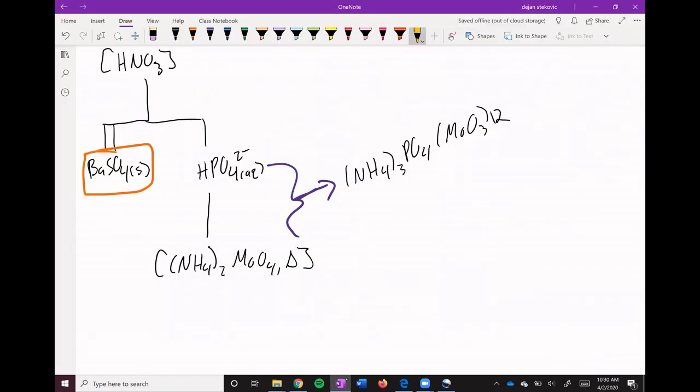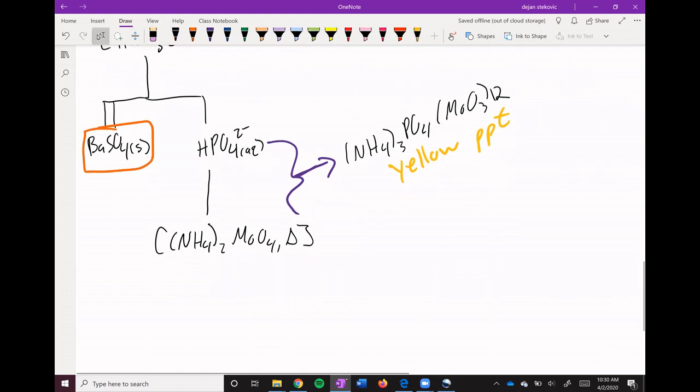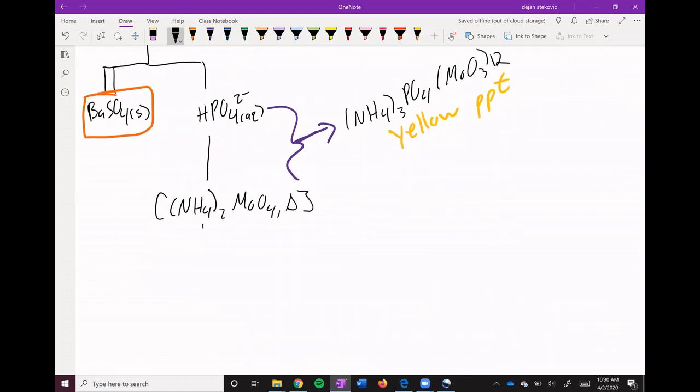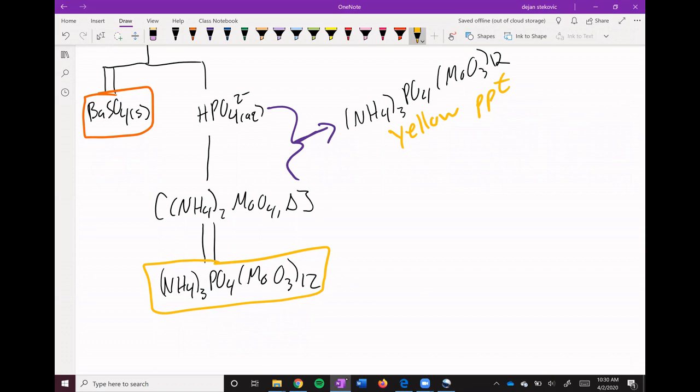So what we'll see here is a yellow precipitate after we heat it. So if you see this yellow precipitate there, your phosphate is in solution. If you don't, then it's not. So let's see. This double line again means a solid precipitate. And again, it should be a yellow solid that'll confirm the presence of the phosphate.